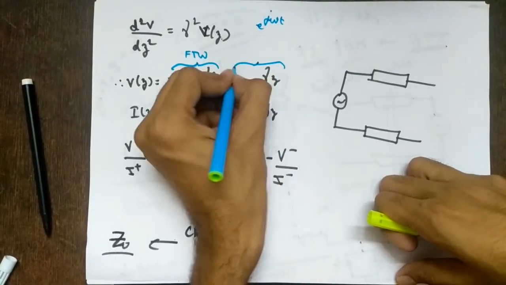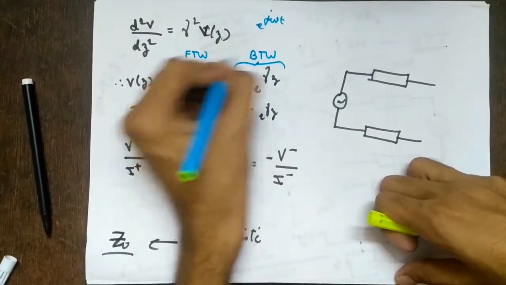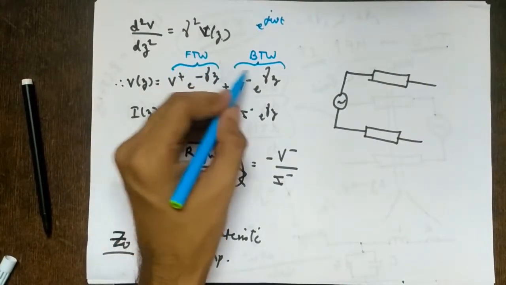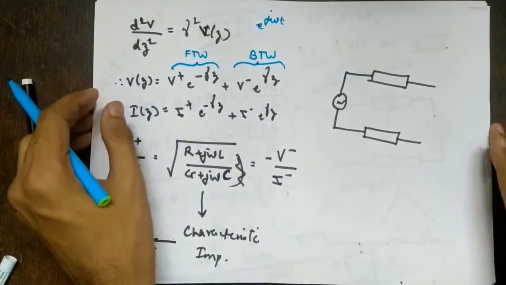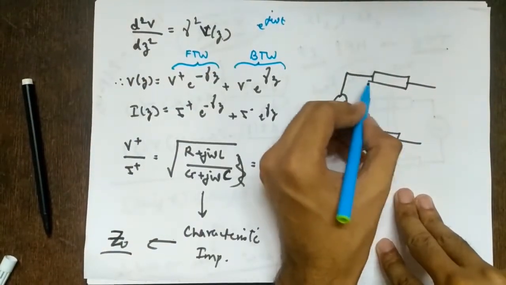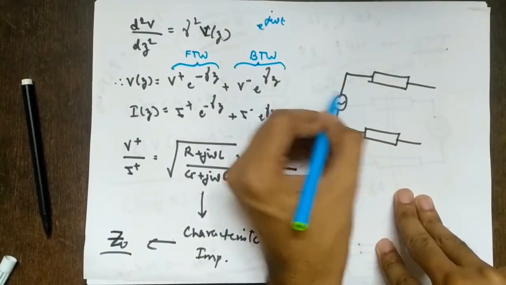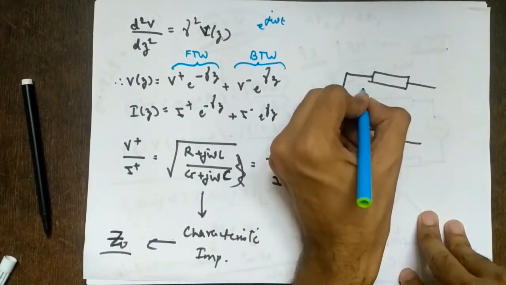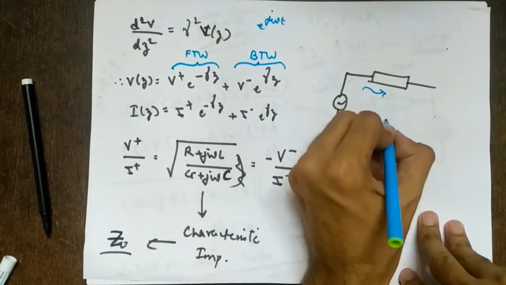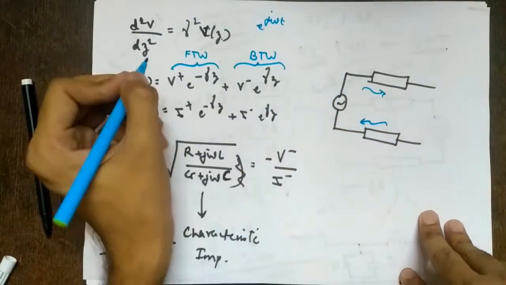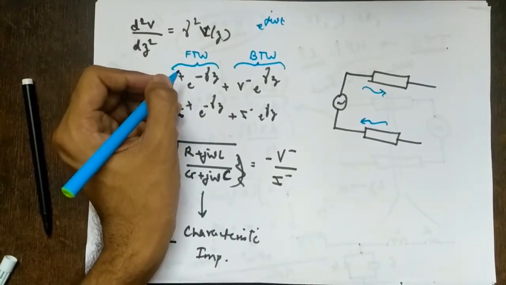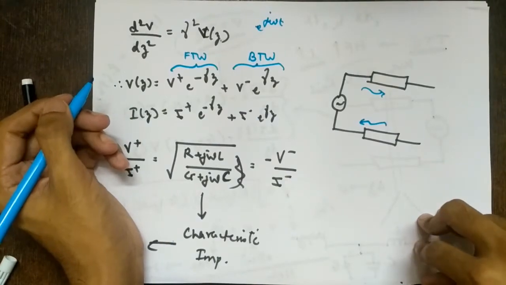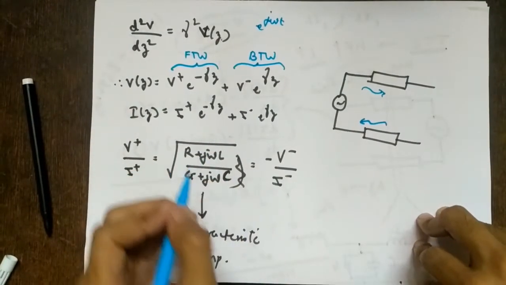Similarly, this will be the backward traveling wave. You can see the previous wave propagation videos, where you will find why it is a forward traveling wave and a backward traveling wave. In short, in a transmission line the signal travels in the form of waves. When this source is switched on, we have a forward traveling wave going like this, and a backward traveling wave coming back towards the source. So this is what is understood from these things. What is this Z naught? It is the characteristic impedance.